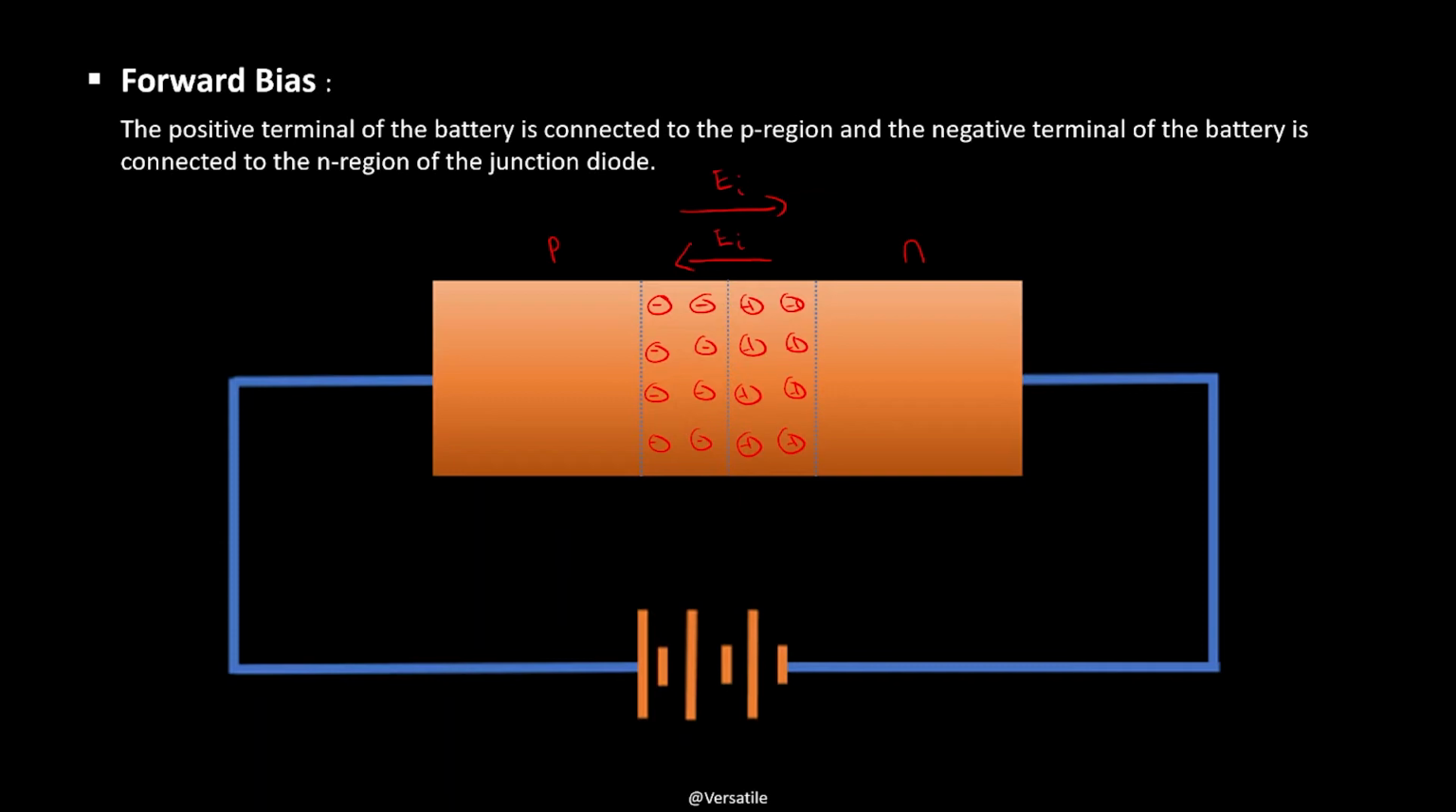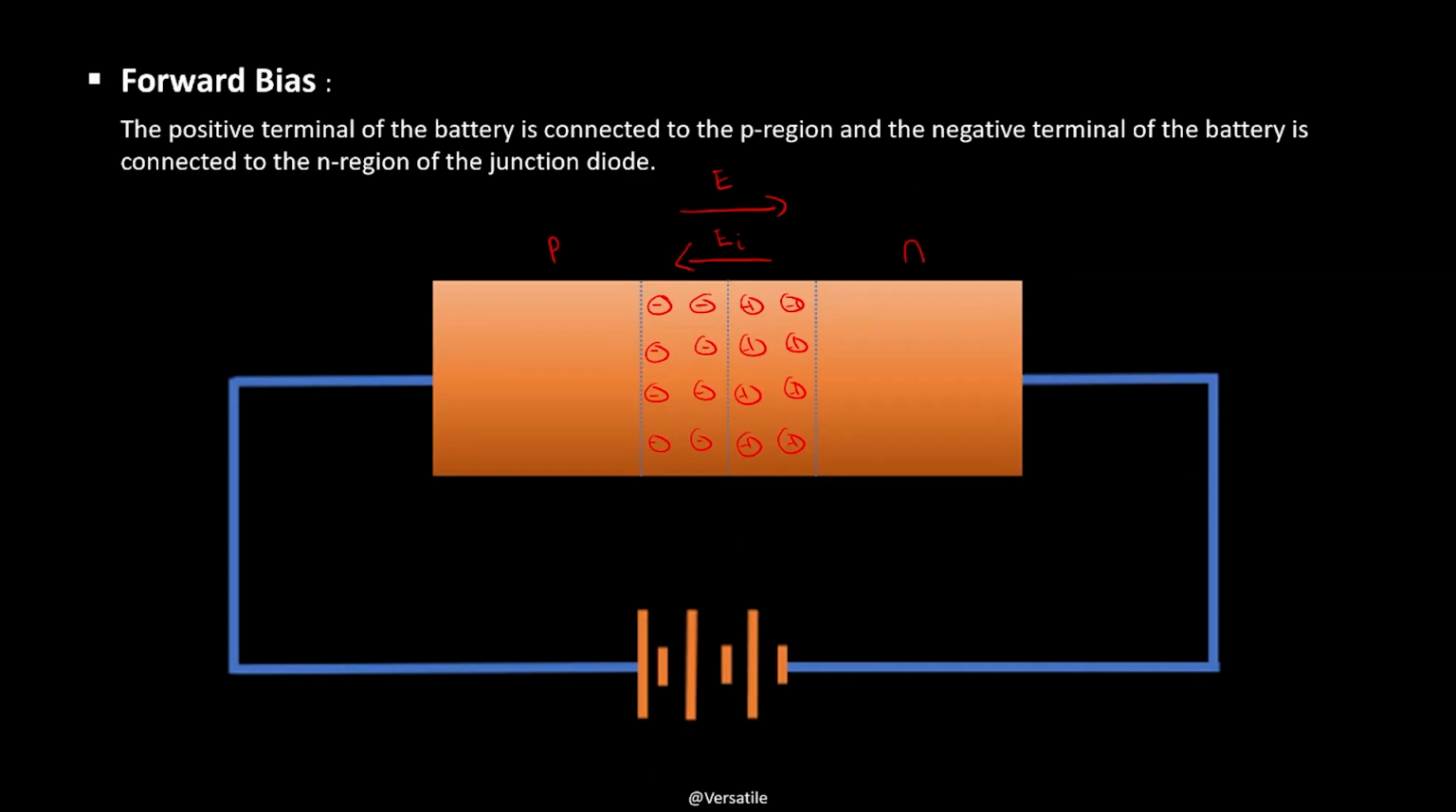Oh, sorry. This should be E. And since they are in opposite direction, the resultant electric field is reduced. This is reflected by a corresponding decrease in the width of the depletion layer as the quantity of ions in the junction reduces. But how?